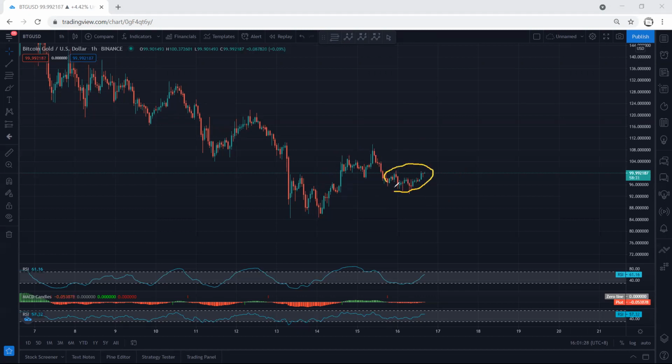For now we're just looking at this. In this case, we just follow the chart. If I see any update or trade setup, I will share.